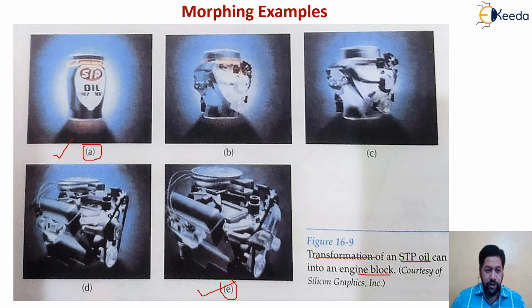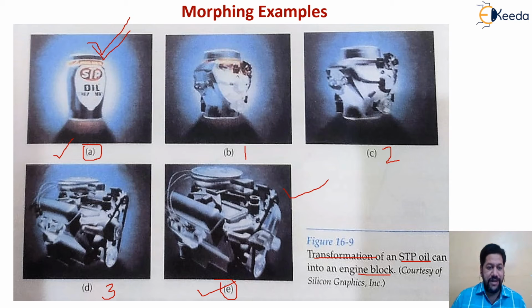Now you can find this is my original shape. I want to achieve the transformation of this into this. Definitely I cannot add only one keyframe; I think only one keyframe will not serve my purpose. So how many in-between frames have we added here? This is my in-between frame number 1, this is my in-between frame number 2, and this is my in-between frame number 3, which show a smooth transition from the STP oil box into the engine block.